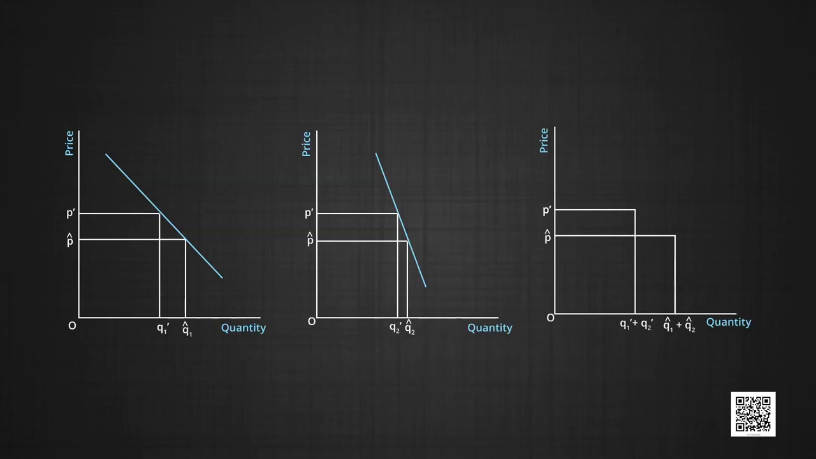Thus, the market demand for a commodity at all prices can be derived by adding up the demands of the two consumers at all those prices. We carry the same exercise out even if there are more than two consumers. Figure reproduces this discussion graphically. The rightmost graph is the resulting market demand curve from the horizontal summation of the first two individual demand curves.